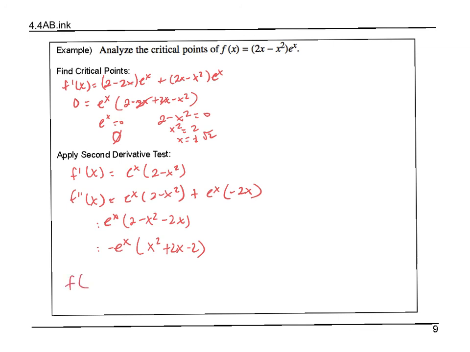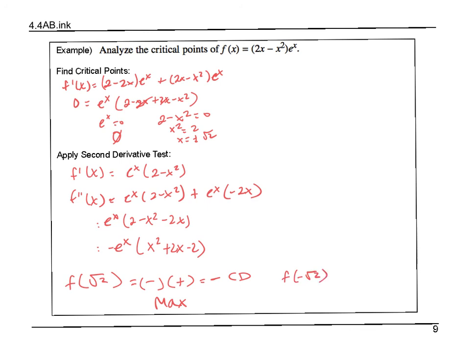So I want to know, well, at f of root 2, what's it going to come out as? So the negative e to the x, well, that will yield a negative factor. And then the x squared plus 2x minus 2. So root 2 squared would be 2, plus 2 root 2, minus the 2. Well, I'm going to end up with that 2 root 2, so this is going to be a positive. So this is negative, concave down, and therefore positive root 2 must be a maximum.